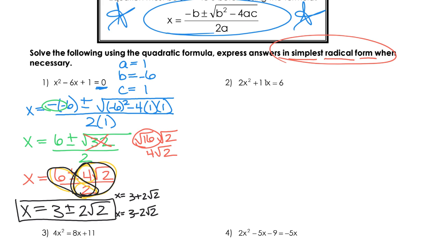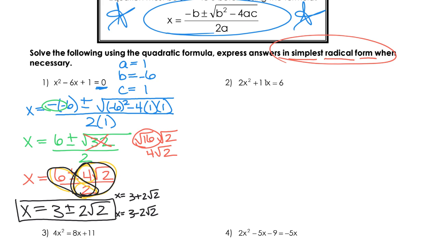So again, the formulas in math are supposed to make things easier for us. They look difficult because the formula looks difficult, but if you know how to use a formula, it's not that bad. All right, so let's take a look at number 2.